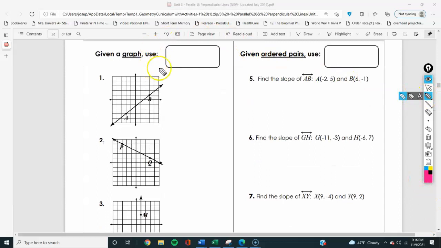Alright, let's take a look at this. So if we look at a graph and we want to find slope, and we're going to call slope m. Well, m, you may have heard this before about slope, but that's our rise over run.